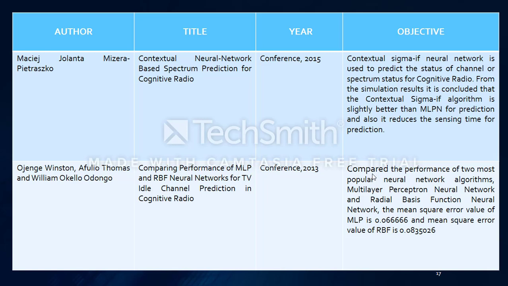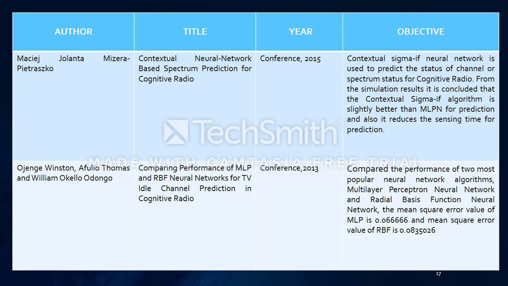Next one is conceptual neural network based spectrum prediction for cognitive radio, published in 2015. Conceptual sigmoid neural network is used to predict the status of the channel or spectrum status for cognitive radio. From the simulation results, it is concluded that the conceptual sigmoid algorithm is slightly better than multilayer perceptron neural network for prediction, and it also reduces sensing time for prediction.